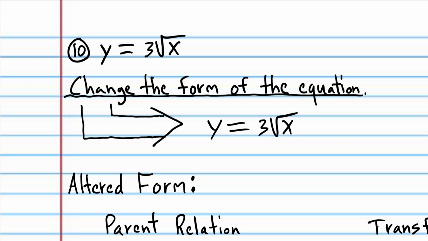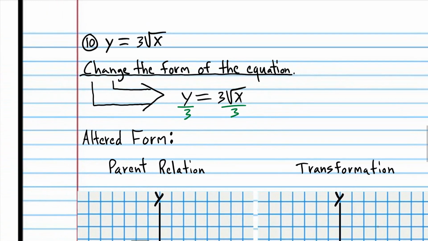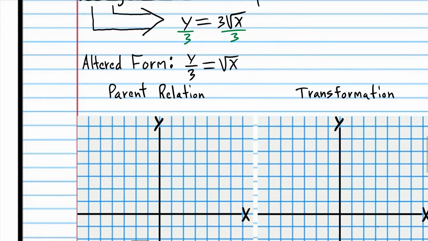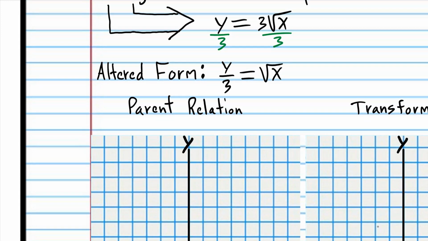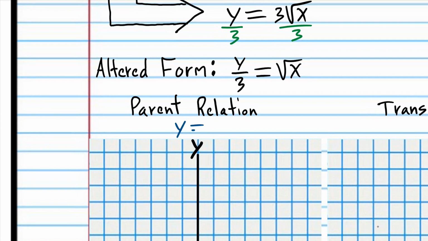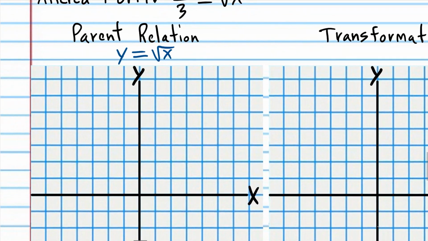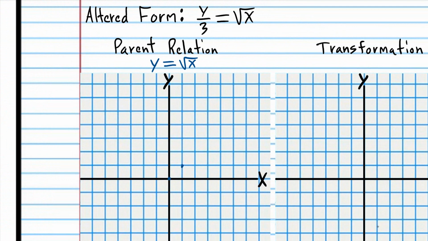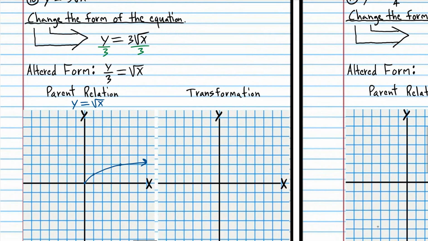So what we're going to do is divide both sides of the equation by 3. The altered form of the equation is going to be y over 3 is equal to square root of x. Now we know to multiply all the y values in the graph of the parent equation by 3 in order to draw the graph of the equation that we're looking for. So let's start with the parent relation. We've seen it quite a few times. It's the square root parent graph.